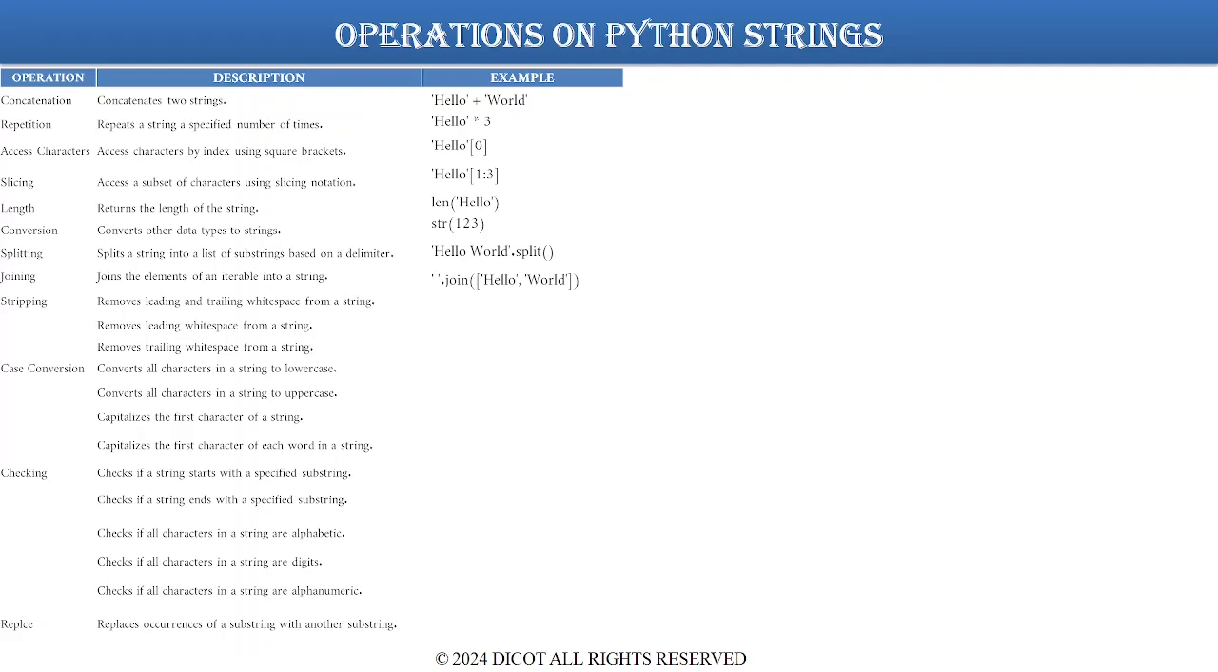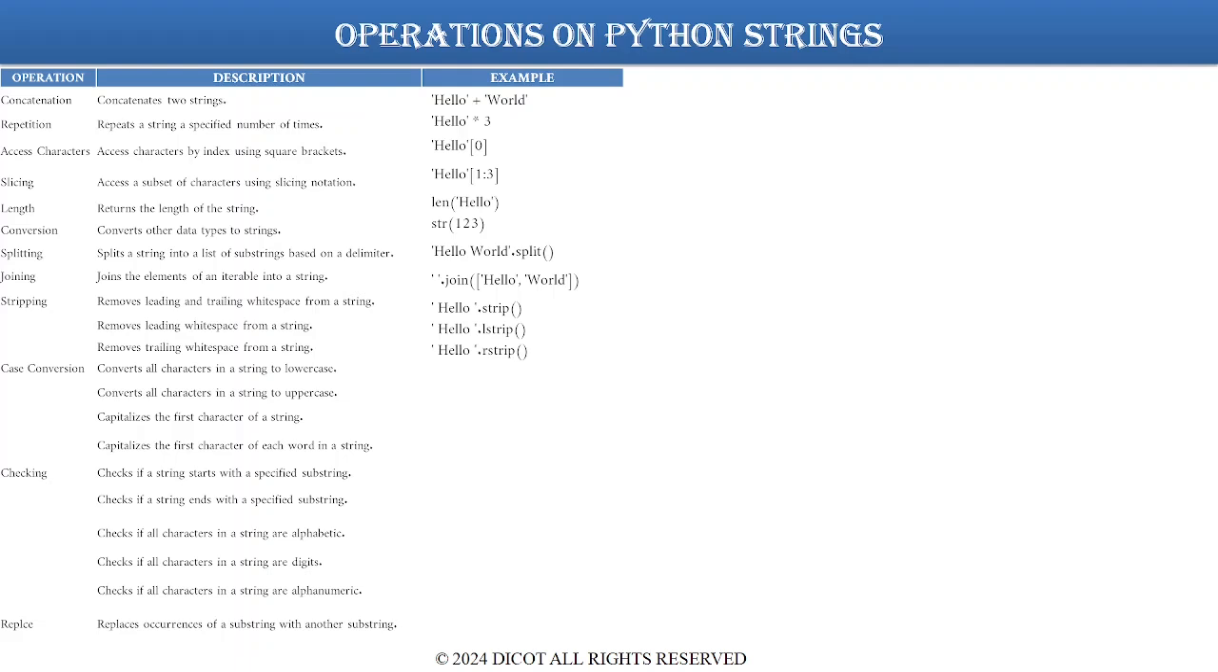Stripping removes leading and trailing white space from a string. Hello dot strip will remove the white space after hello. Similarly, hello dot lstrip will remove only leading white space from a string. And hello dot rstrip removes only trailing white space from a string.